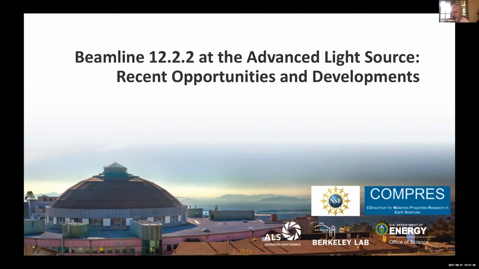Later in the day, Martin Kunz will give a detailed talk on the upcoming ALS upgrade, which will immediately follow the APS upgrade. He'll discuss the opportunities both at 12.2.2 and around the ring associated with that upgrade. This is, of course, the image, which is not photoshopped, of the ALS, looking across the nice pink synchrotron and the Golden Gate Bridge.